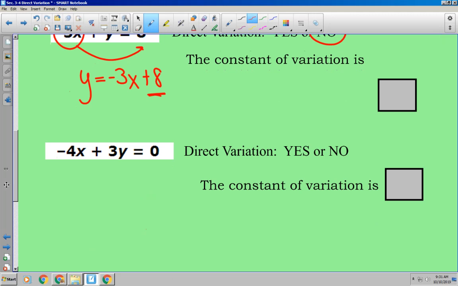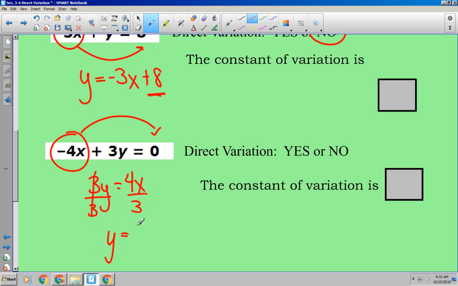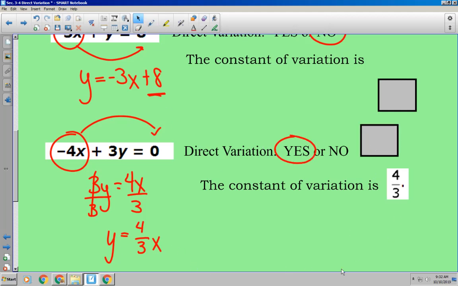Number 3, okay, if you want to pause again, you can do that. Think about moving this to the other side. 3y would be equal to 4x. If I divided both sides by 3, I would get y equals 4/3 x. Direct variation, absolutely. Okay, no y-intercept, going to go through the origin, constant, 4/3.